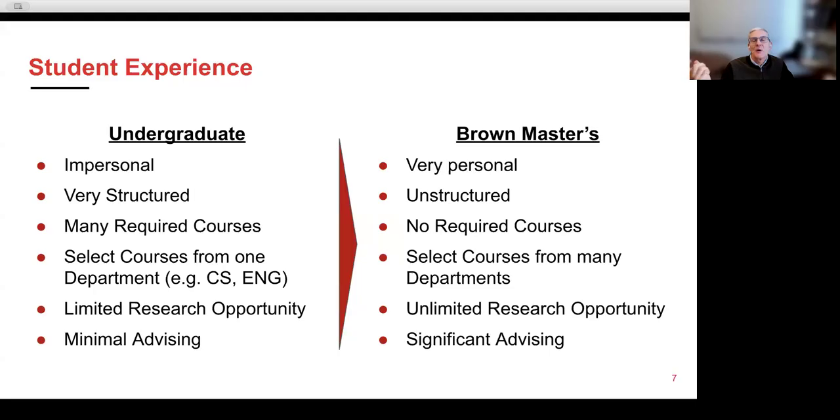Now, in terms of the master's program, or at least here at Brown, we're kind of the home of the open curriculum where you make your own plan. So we're very unstructured. We don't have any core requirements. We can't tell you that you have to take these two courses or these five courses. You get to pick every single one of the courses that you take. So it's very unstructured, no required courses.